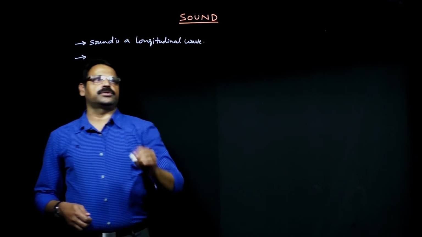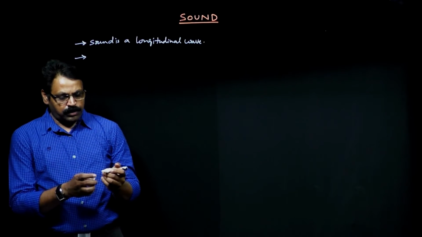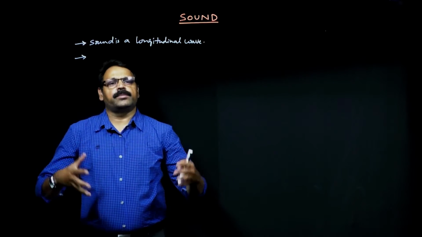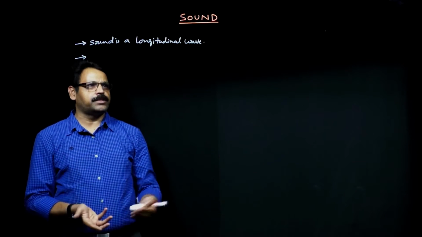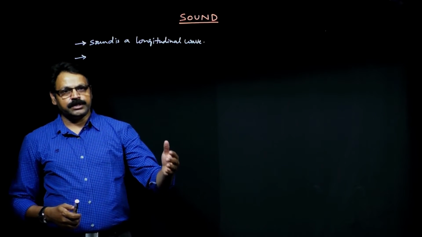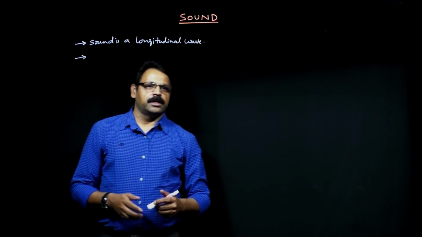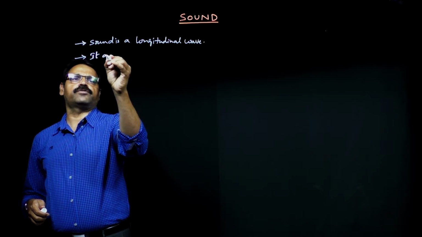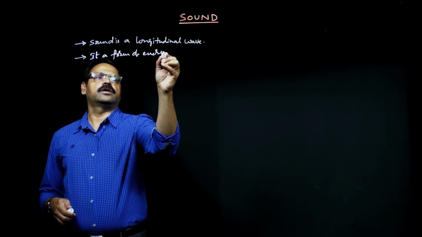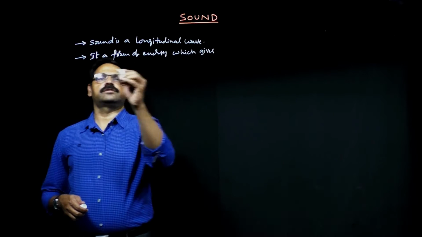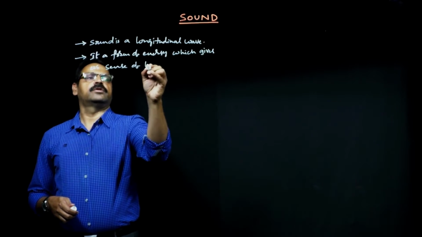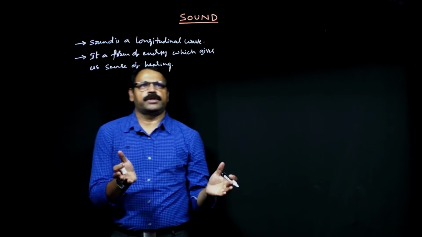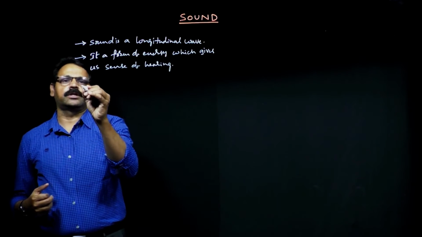The second point you need to note down is that sound is produced by excitation, by means of human vocal cords or some disturbance, and is transmitted through the medium. Sound is a form of energy which gives us the sense of hearing. In simple terms, this is the general meaning of sound: a form of energy by means of which we are able to hear.